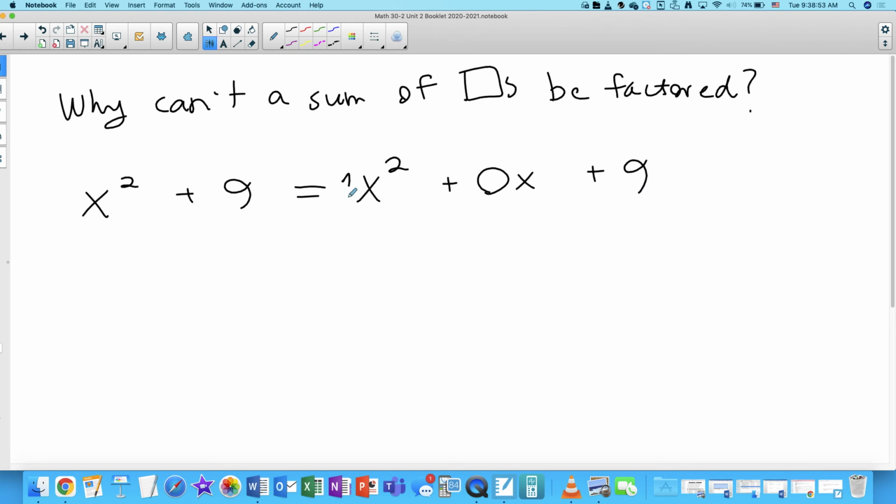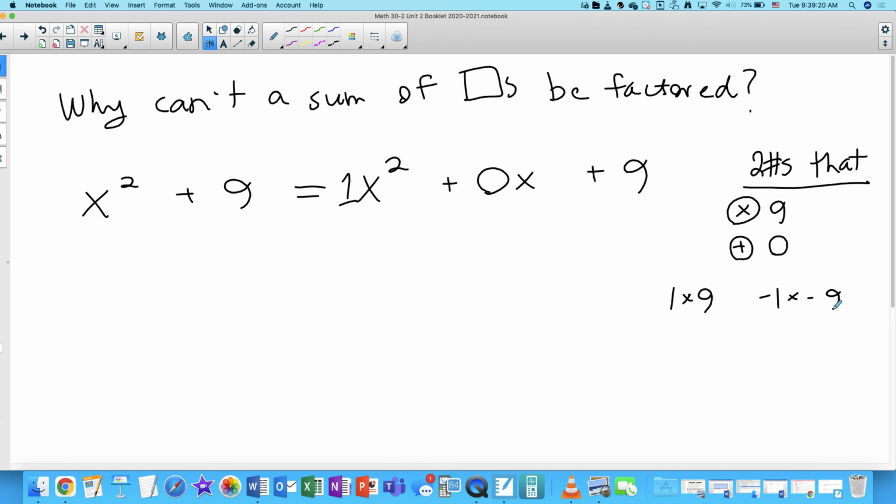Think of this as a coefficient of 1 when you can find two numbers that multiply to a times c, to 9. And they have to add to b, which is 0. This is impossible because the only things that multiply to 9, if we start with that condition, you can do 1 times 9 or negative 1 times negative 9. You can do 3 times 3 or negative 3 times negative 3. Okay? None of those add to 0.